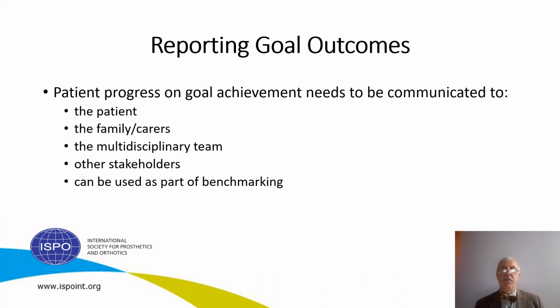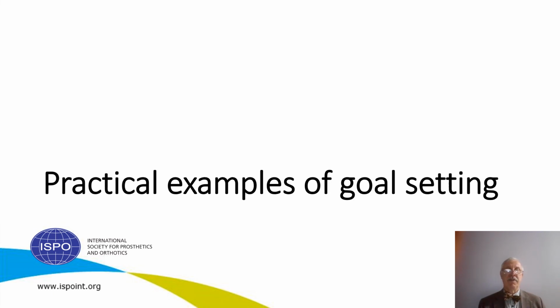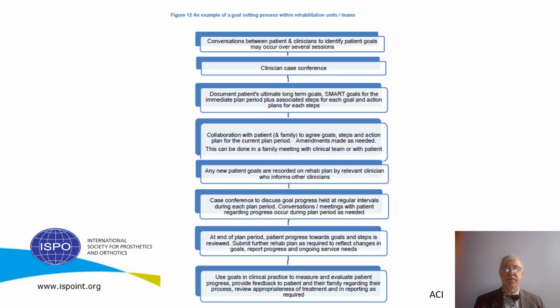Finally, we need to report on the goal outcomes. Patient progress on goal achievement needs to be communicated to the patient, families and the carers, to all members relevant in the multidisciplinary team, to any other stakeholders such as fund holders, so that we can continue therapy, and it can be used as part of a benchmarking progress to compare the rehabilitation program which we provide to other rehabilitation programs. So finally, let us look at some practical examples of goals.